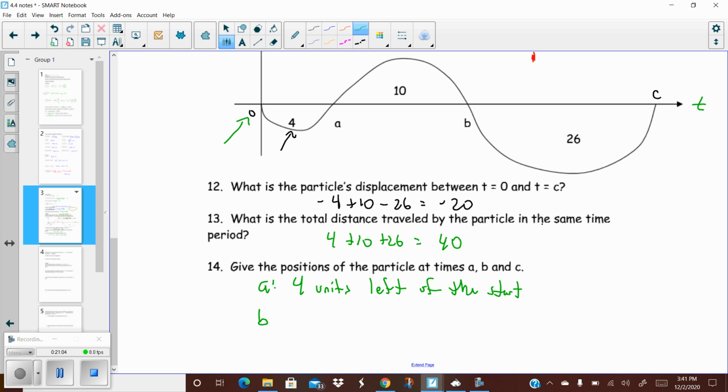All right, at B, so now we went forward 10 units. So if we do negative 4 units, then positive 10 units, we are now 6 units to the right of the start. And then we already know that we end up at C, negative 20, so we are 20 units left of the start. Okay, and those are important distinctions.